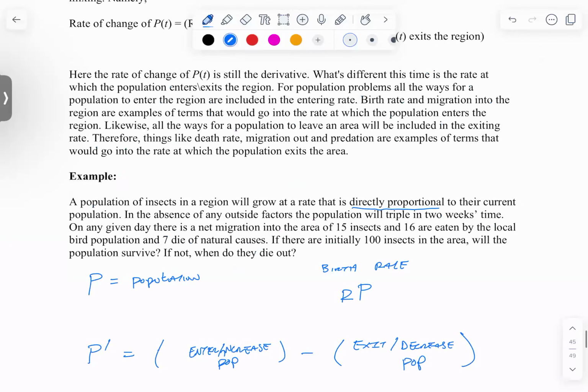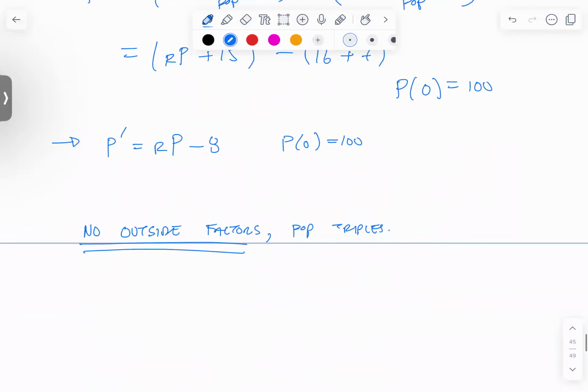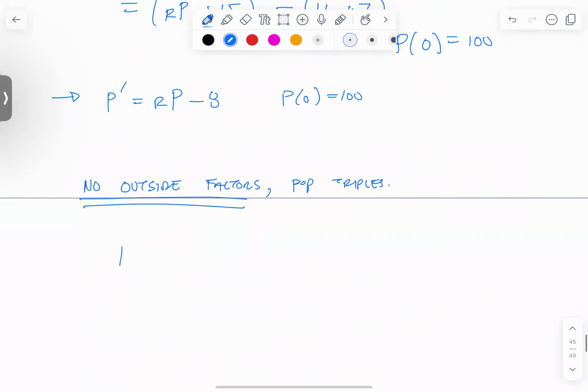So that means no outside factors. That means no migration in, no migration out, no predation. It ignores everything. We only care about what part? Growth, birth rate. You're absolutely correct. Just the birth rate. So birth rate will triple in 2 weeks' time. That means no outside factors, so my equation becomes P prime equals R P.